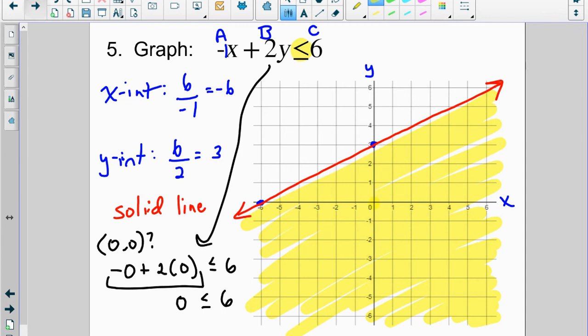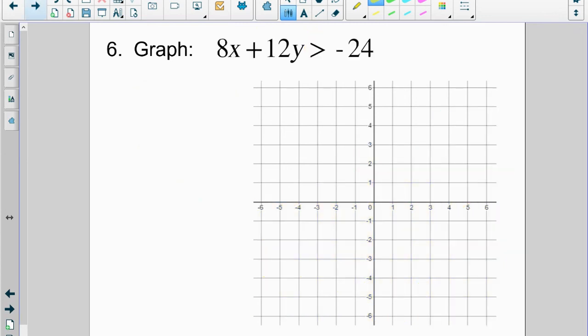All right, we have just one more example in our review today. 8x plus 12y is greater than negative 24. So we can see our A is 8, B is 12, C is negative 24. We definitely can tell it's in standard form because x and y are together on the left-hand side of the inequality symbol. So we're going to follow our process for finding the intercepts.